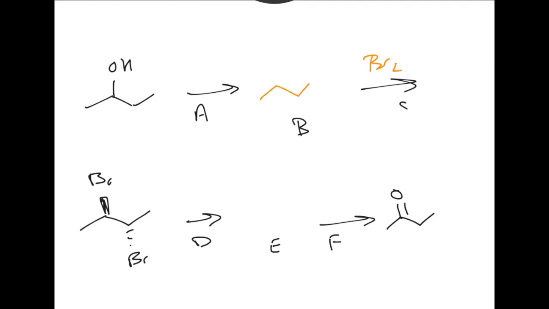And then so you know where the double bond is because of where the bromines are, right? The bromines end up on either side of the double bond. So wherever those bromines are, that's telling you where the double bond was in B. Now, how do I get from alcohol to double bond?